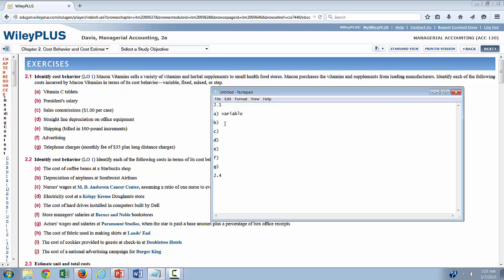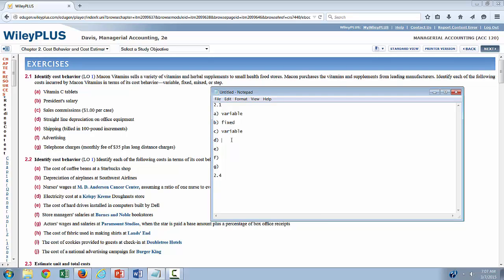The president's salary, on the other hand, is going to stay fixed at all different levels of activity. So that's a fixed cost. That's not going to change if our activity goes up. Sales commissions, they tell us, are $1 per case. So that means every time our sales go up, our sales commissions go up, making it a variable cost.